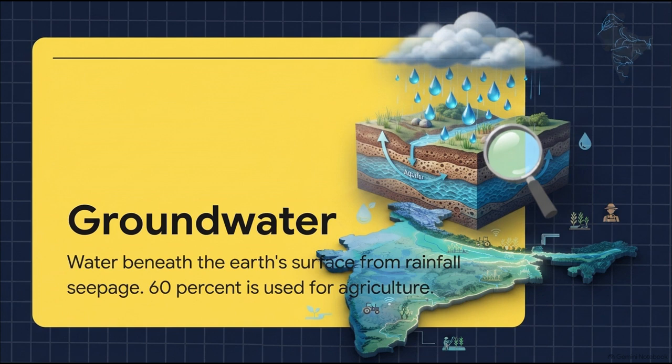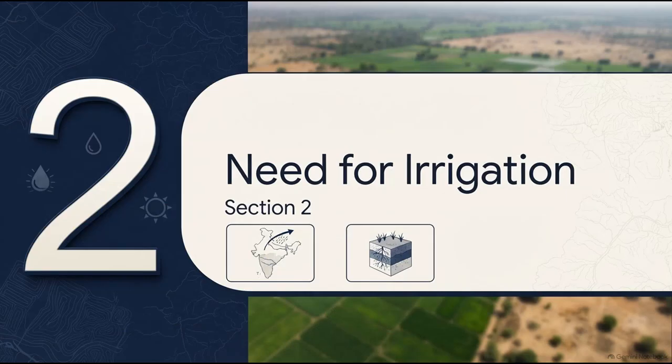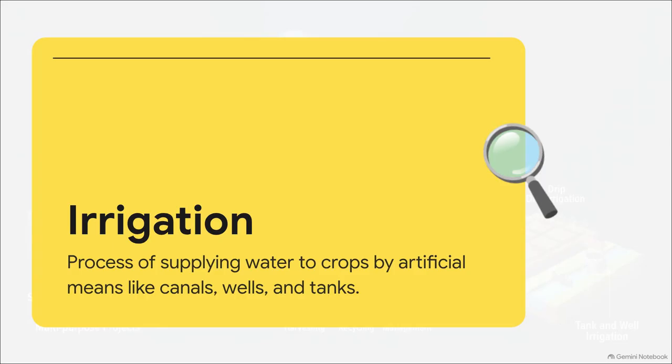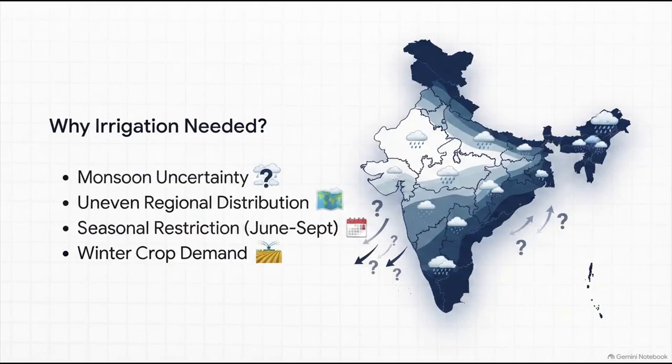Moving on to Section 2, Why India needs irrigation. This brings us perfectly to the core conflict of our explainer. If we have these mighty rivers and all these groundwater reserves, why on earth isn't natural rainfall enough? Well, before we look at the why, let's clearly define the what. Irrigation is essentially the hero of our agricultural narrative. It's defined as the process of supplying water to crops by artificial means, like canals, wells, and tanks, whenever natural rainfall falls short. The crucial point here is that crops simply won't wait for the rain.